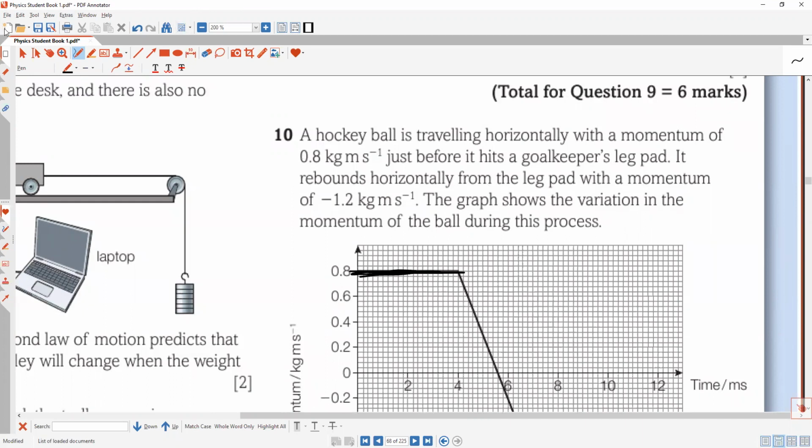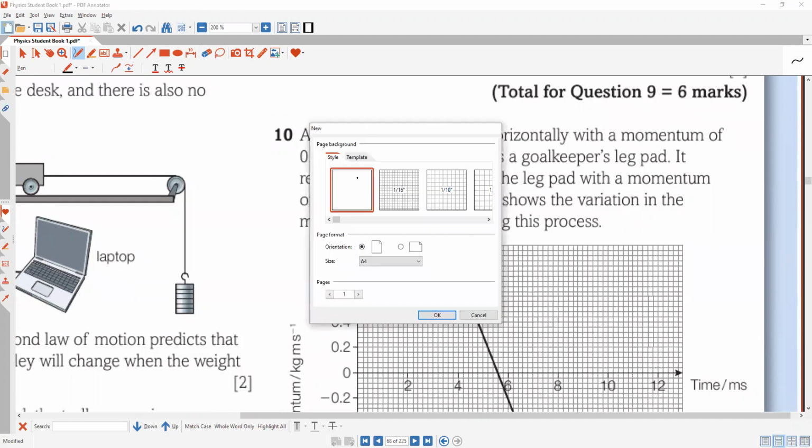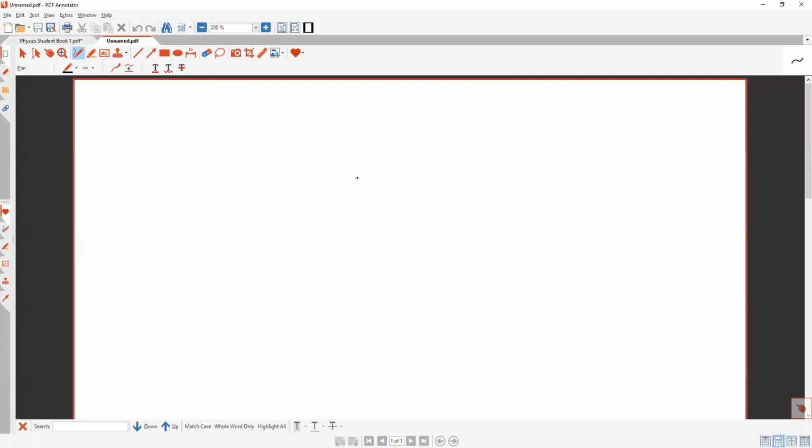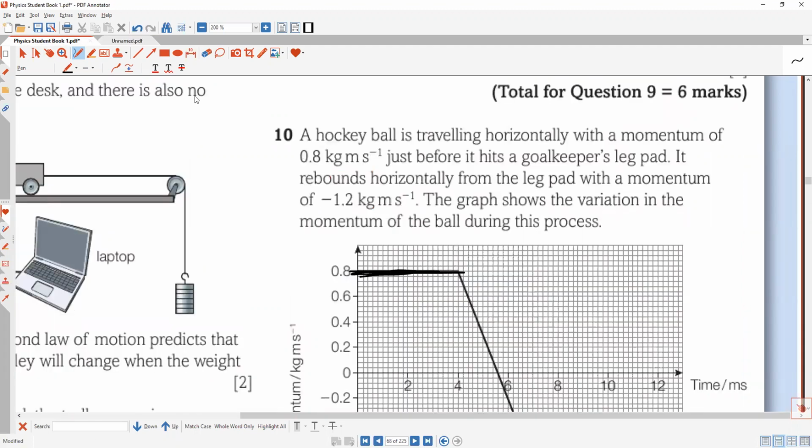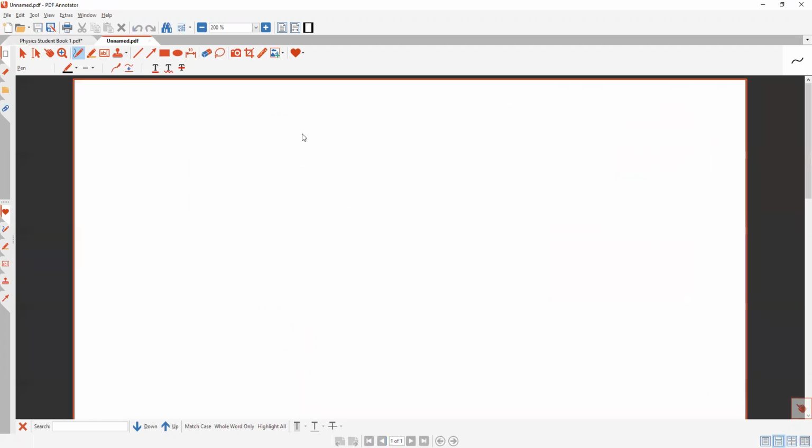You guys know the hockey player, the kneecap they wear. Have you seen hockey? Okay, the ball, or if you're talking about ice hockey, that disc. Is it ice hockey? No, hockey ball it is. So the ball hits the knee.